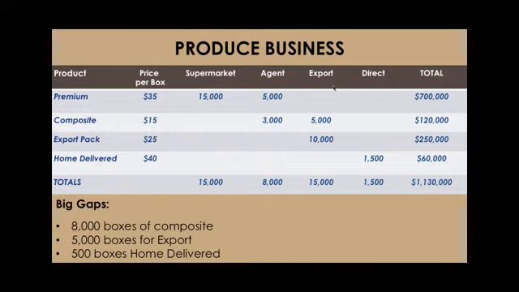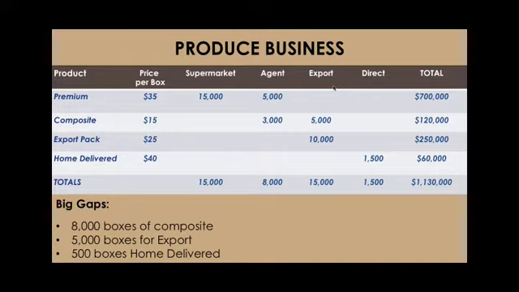This one here is a produce business, a horticultural business, and you can see that we've broken up the model into premium products, composite products, and export pack home delivered, and a range of different customer types. We put average values per box or per case there, and then you multiply them out to give us a target of 1.1 million in the corner.